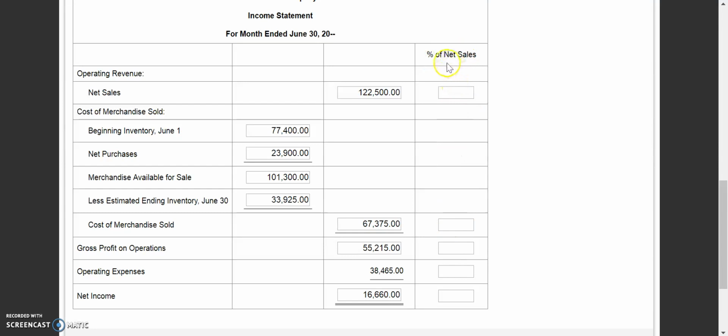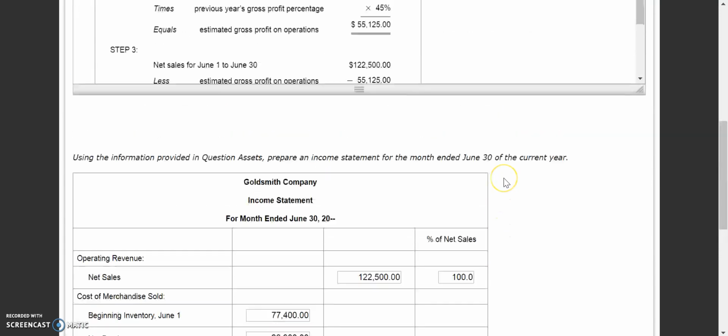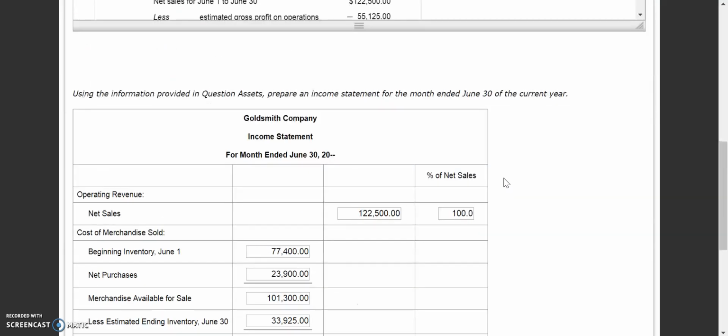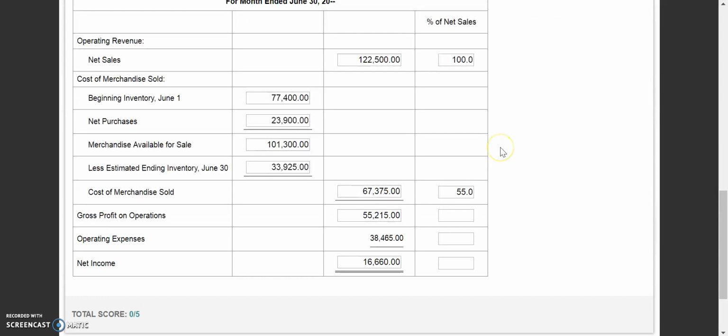Now remember, with our income statements, we always do a percentage of net sales. So since we're doing it as net sales, it is going to be 100%. So we put 100 in there. And then we just take our cost of merchandise sold, 67,375, and divide it by our net sales amount of 122,500. And we get a percentage rate of 55.0. I believe they tell you to round to the nearest tenth somewhere, maybe not, but we do. We always round it to the nearest tenth.